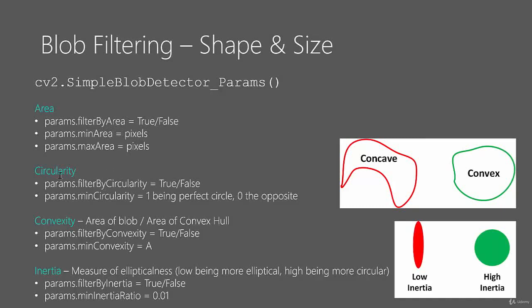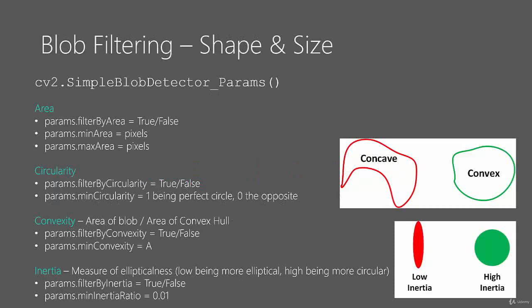Similarly for circularity. Circularity is a measure of being circular. It's probably the best way I can put it. 1 being a perfect circle, which means that the radius is consistent as you rotate around the circle, and 0 is being the opposite. So what about convexity?